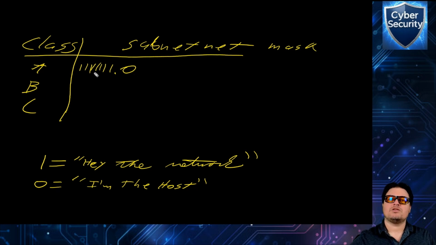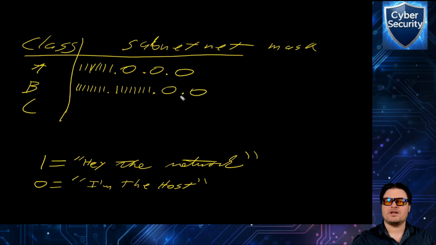So the one screams network. Your first octet is the network, and your next 3 octets are hosts. Class B, you've got 8 ones and then another 8 ones. So I sound like a cheerleader. Your ones are your network, your zeros are your hosts.